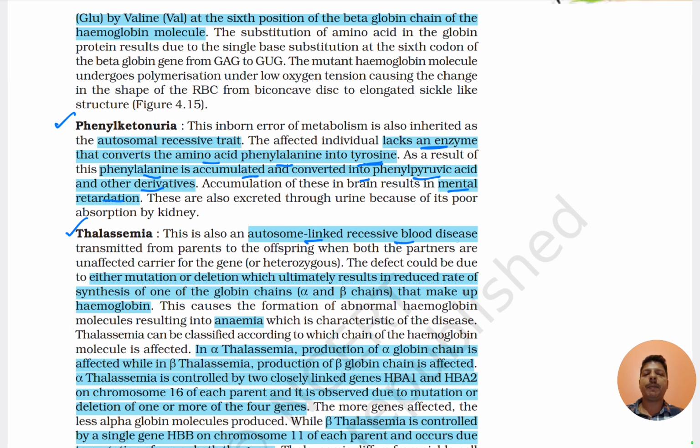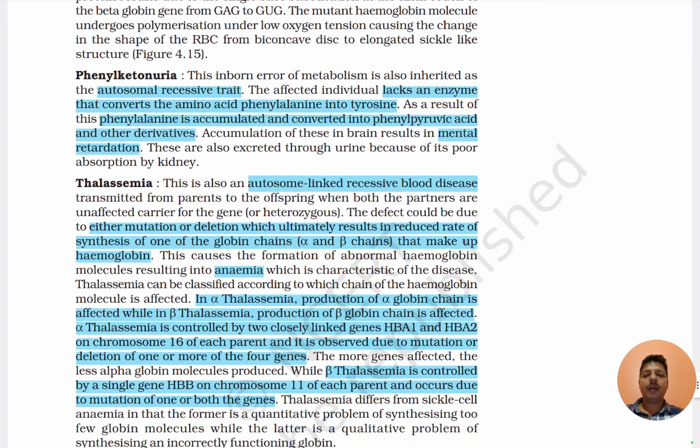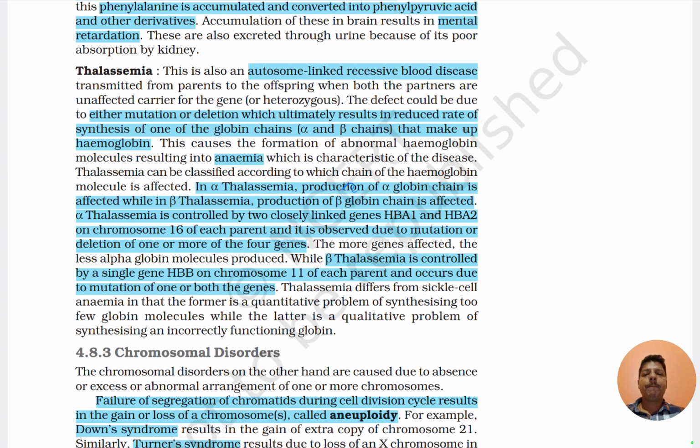Coming to thalassemia, this is also an autosomal linked recessive blood disease transmitted from parent to offspring when both the partners are unaffected carriers for the gene. This defect could be due to either mutation or deletion, which ultimately results in a reduced rate of synthesis of one of the globin chains, alpha or beta chain, that make up the hemoglobin. This causes anemia, and thalassemia can be classified according to which chain of the hemoglobin molecule is affected. In alpha thalassemia, production of the alpha globin chain is affected, while in beta thalassemia production of the beta globin chain is affected.